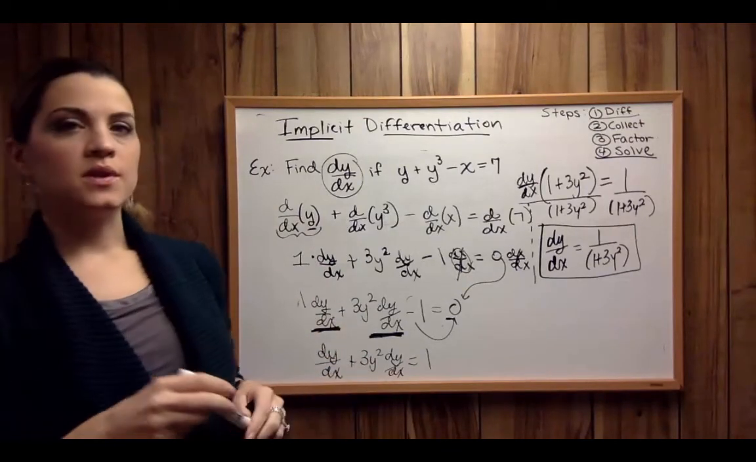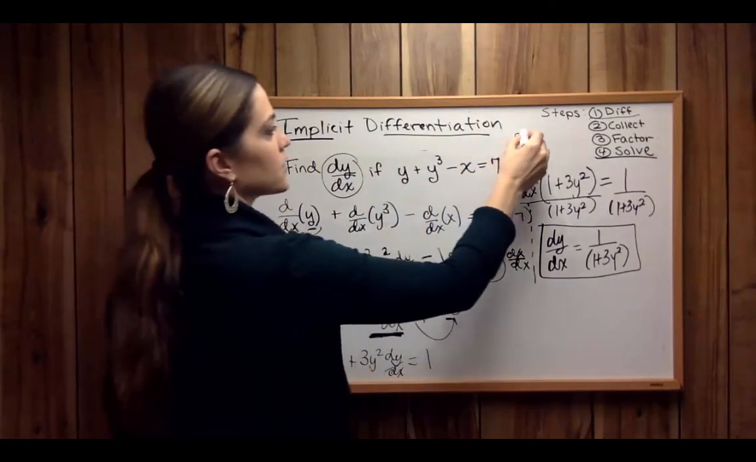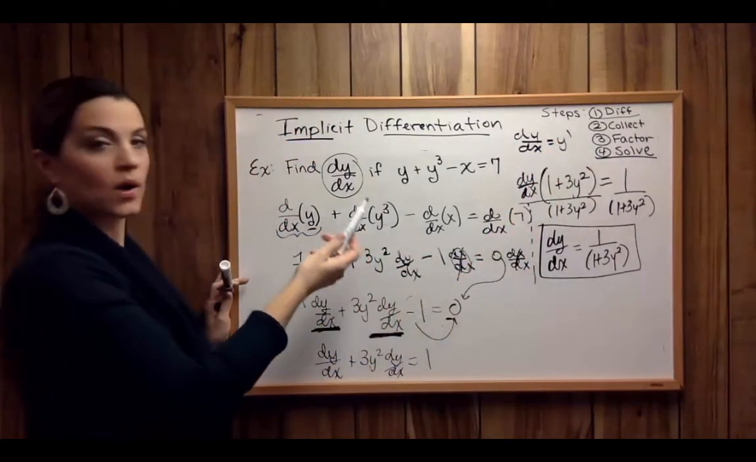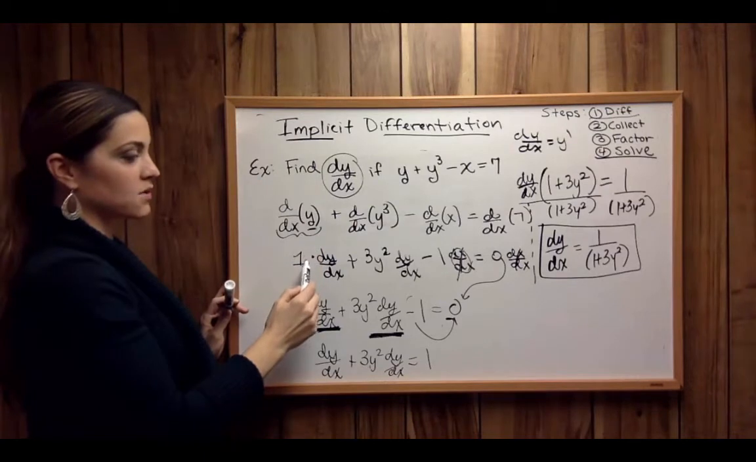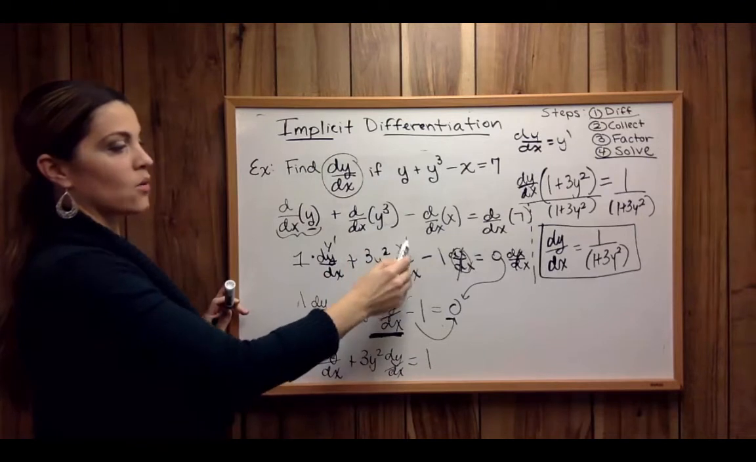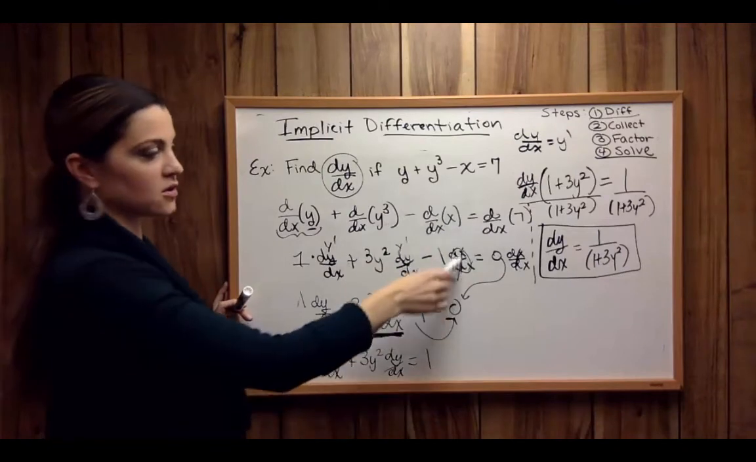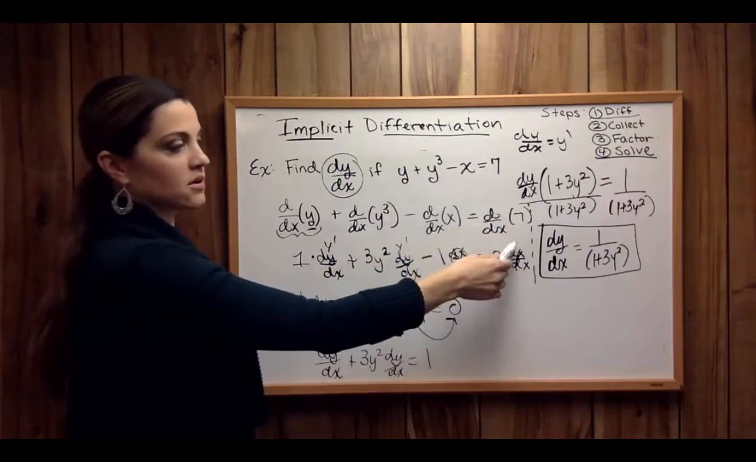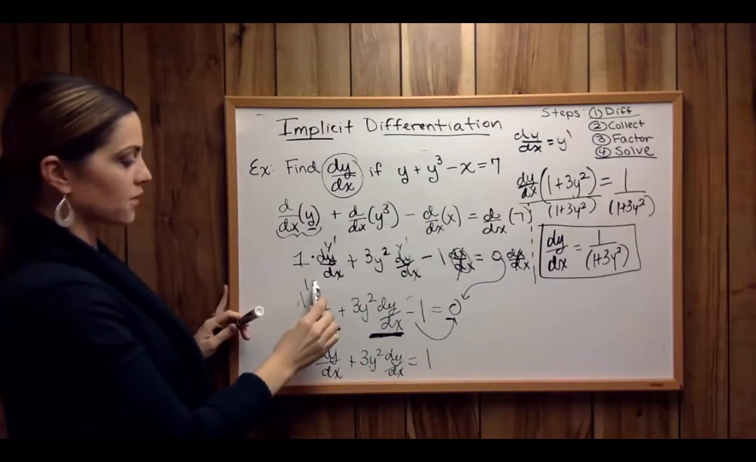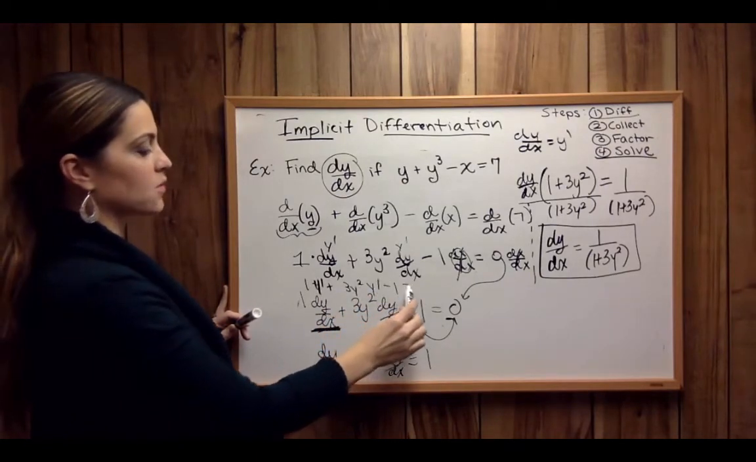Now another way that people do this is they don't write dy/dx. But remember, dy/dx is also y prime. So to kind of break up the notation, lots of times people just write this as the derivative of y is 1 times y prime, plus 3y squared y prime. And the derivative of the x term, because it's the same variable with respect to x, you don't have to write it. The derivative of 7 is 0, so you'd end up getting here 1 y prime plus 3y squared y prime minus 1 equals 0.